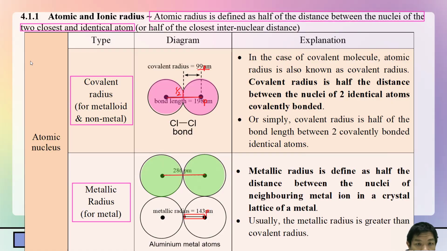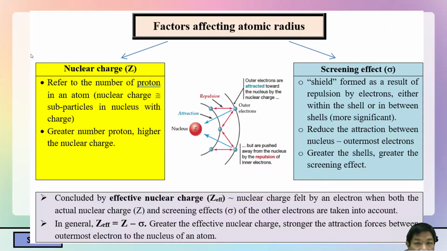So what are the factors affecting the atomic radius? There are generally two factors that affect the atomic radius, and conclusively we summarize them as the effective nuclear charge. The two factors are nuclear charge and screening effect. So let's have a look at what nuclear charge and screening effect are. From the term nuclear charge, it is obviously the nucleus with charge. In the nucleus, we have two subparticles, proton and neutron. So which one has charge? It is the proton.